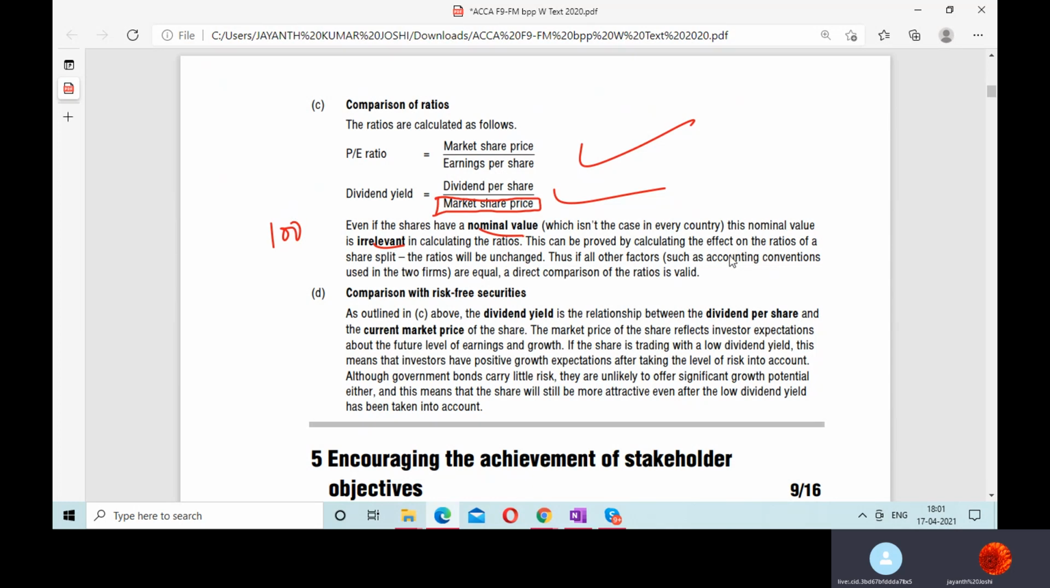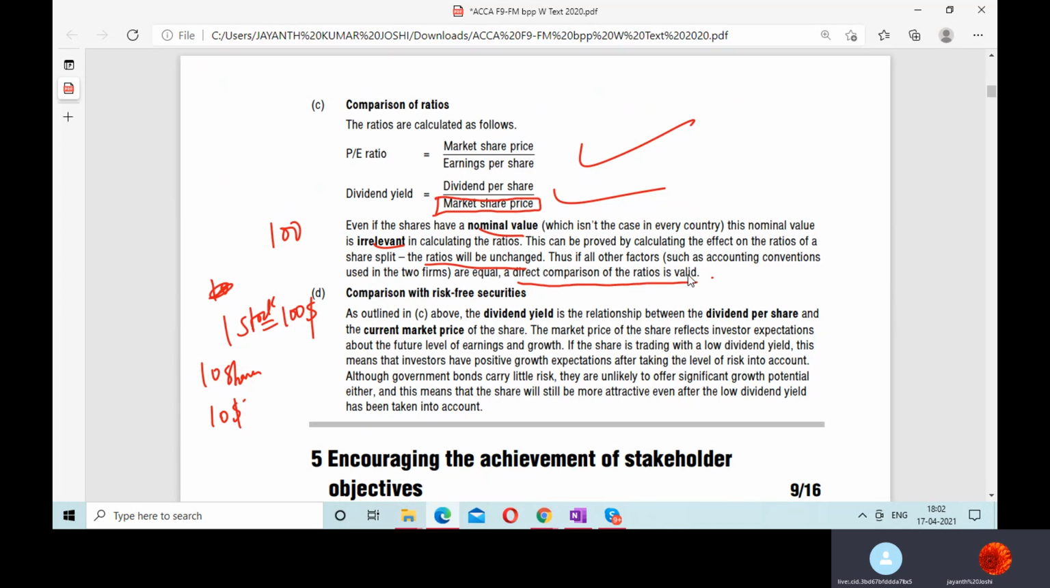So this can be proved by calculating the effect on the ratios of a share split. The ratios will be unchanged. What is a split? You have one stock of $100 and you split it into 10 of $10 each. Does it make any difference? No. The market cap is the same, correct?